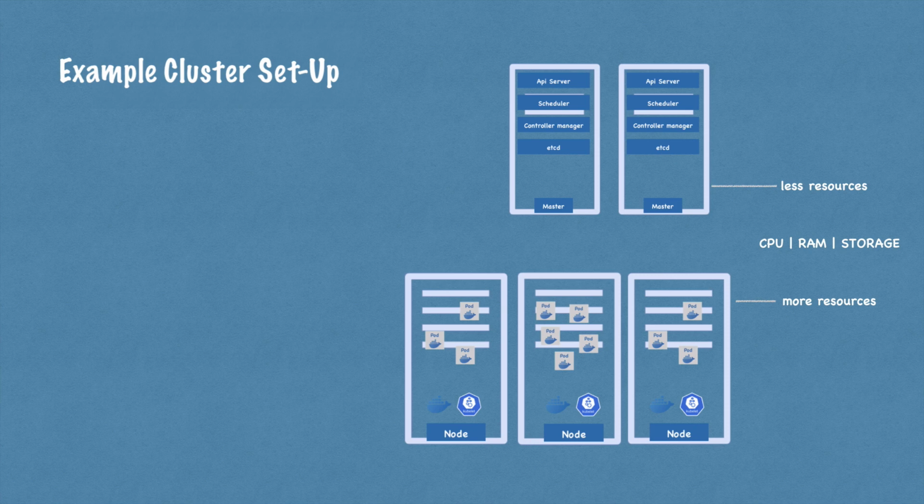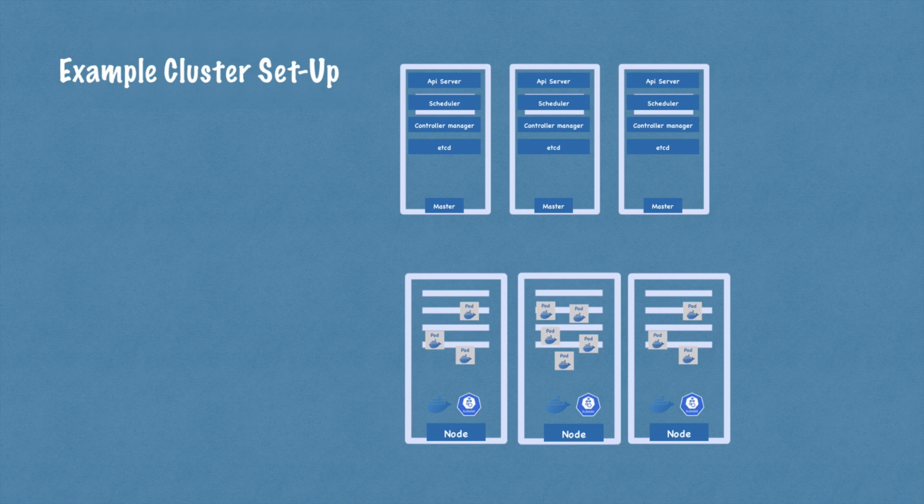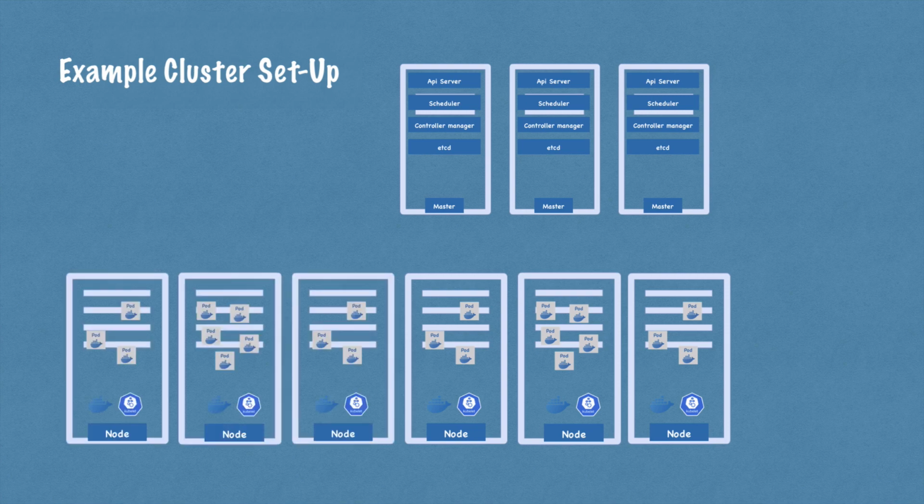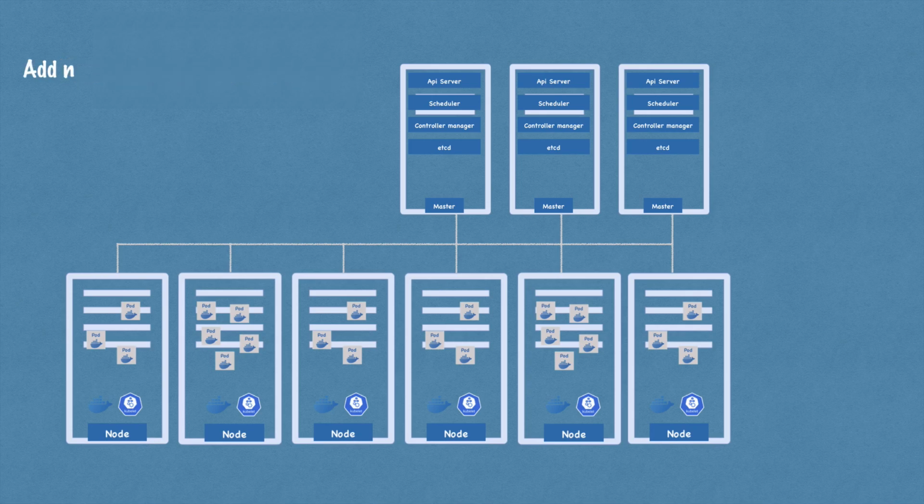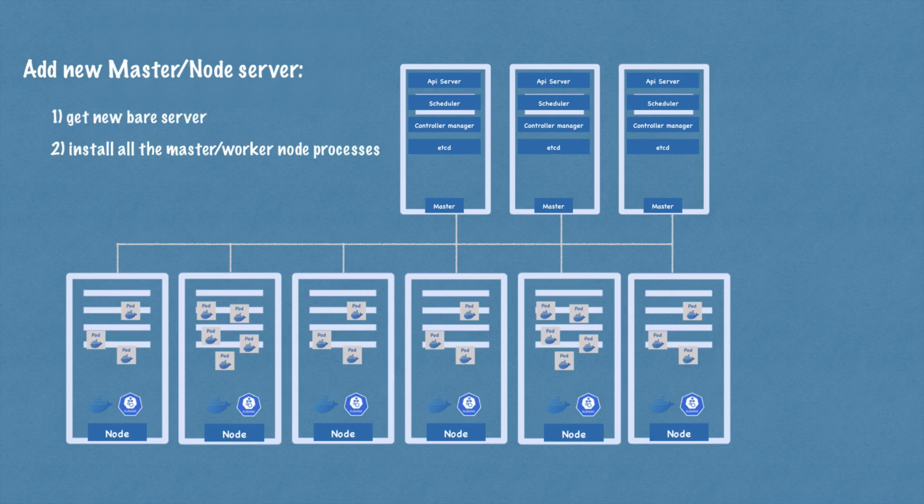And as your application complexity and its demand of resources increases, you may actually add more master and node servers to your cluster, and thus form a more powerful and robust cluster to meet your application resource requirements. So in an existing Kubernetes cluster, you can actually add new master or node servers pretty easily. If you want to add a master server, you just get a new bare server, you install all the master processes on it and add it to the Kubernetes cluster.